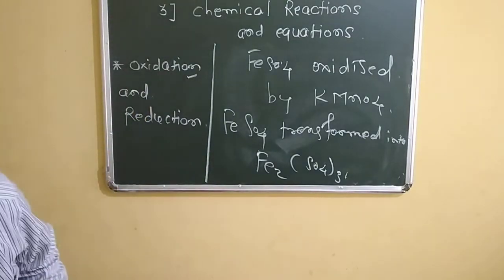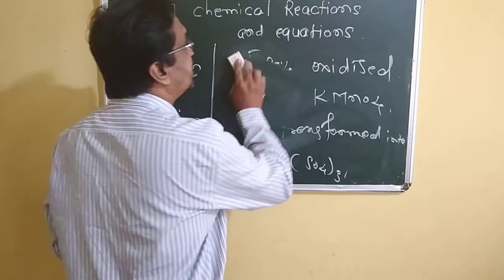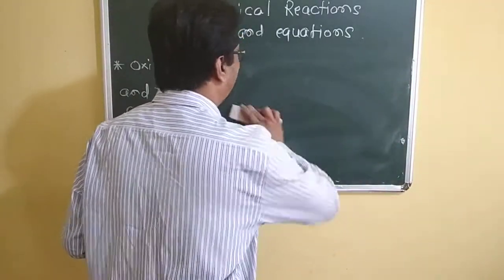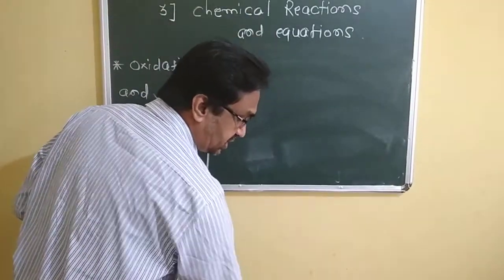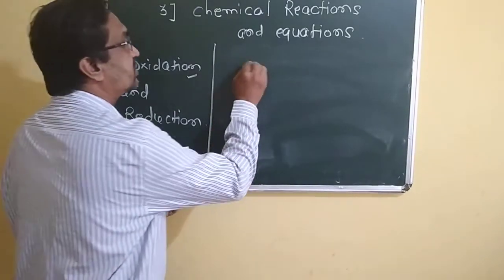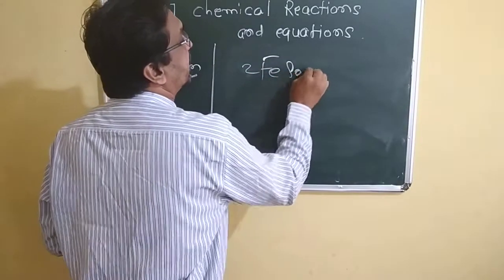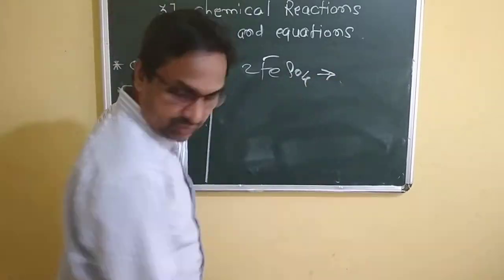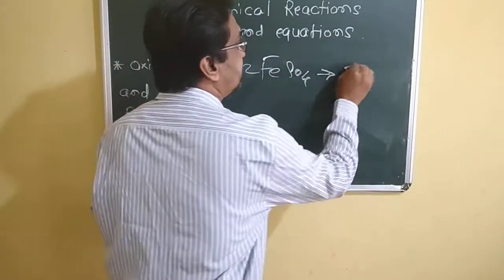How is the ionic reaction taking place? Let us see how the ionic reaction takes place. They have told us that 2FeSO4 is converted into Fe3.